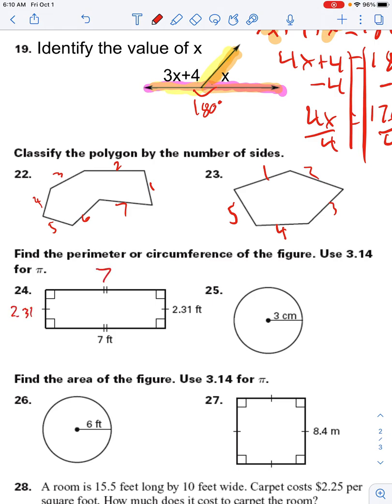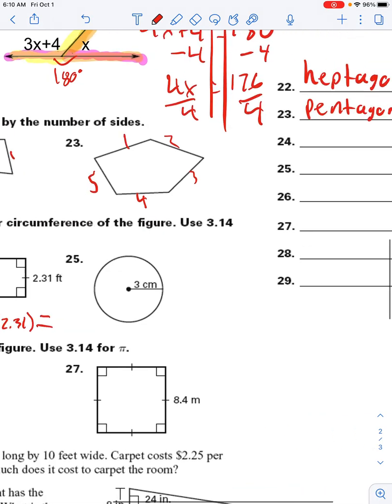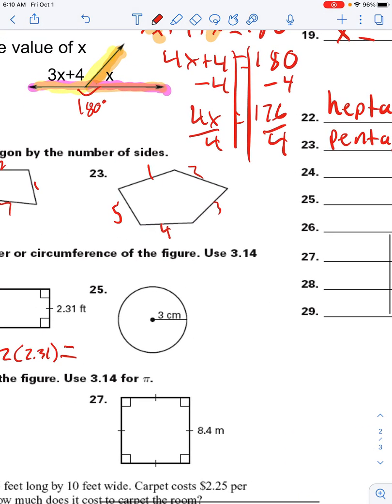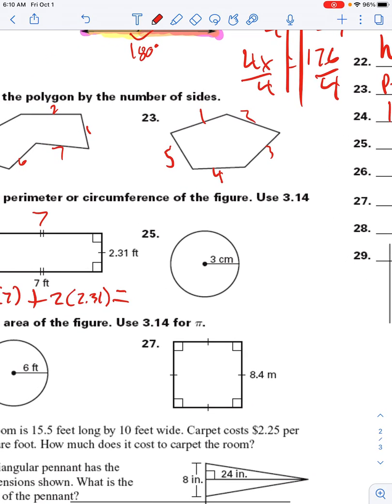I always like to fill in the other sides just so I can keep them straight. But again, the perimeter, I'm going to take my length, I'm going to times it by 2. I'm going to take my width, I'm going to times it by 2. And then I'm going to add them. So this is 14 plus 2 times 2.31. And that's going to give me 18.62 feet.